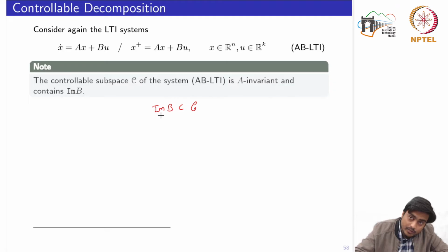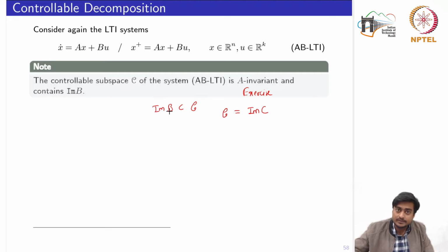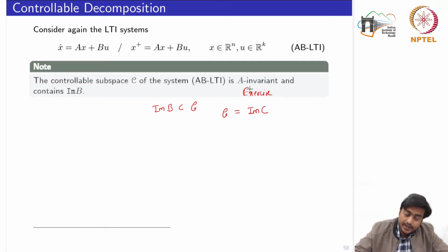So any vector or any element belonging to this space would definitely belong to this subspace, and this subspace is A-invariant. You can prove it by yourself. You can take this as an exercise and show that the controllable subspace C, if you recall from one of the results, is nothing but equal to the image of the controllability matrix. Okay, and this image of the controllability matrix contains the subspace image of B. So the proof is pretty much straightforward. The first part, A-invariance, we have already shown for the controllability matrix, right? So you can take this as an exercise and prove this property by yourself.